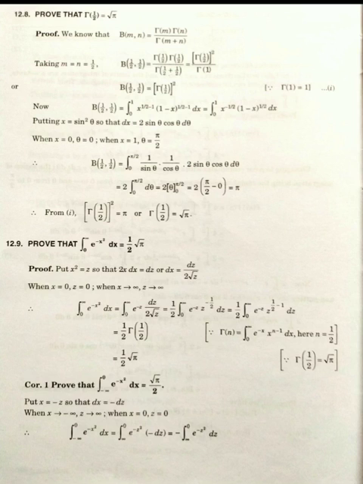The remaining part is what? Integration 0 to pi by 2 d theta. Once again, the integration of d theta is what? Theta. Apply the limit. What do we get? Now we get a 2 times pi by 2 minus 0. Then 2 gets cancelled. We get a pi.